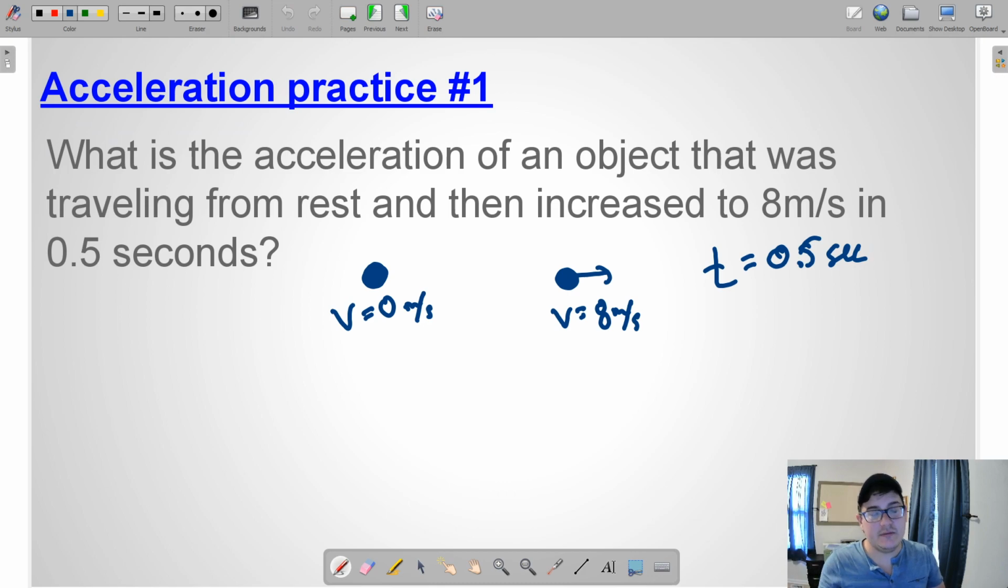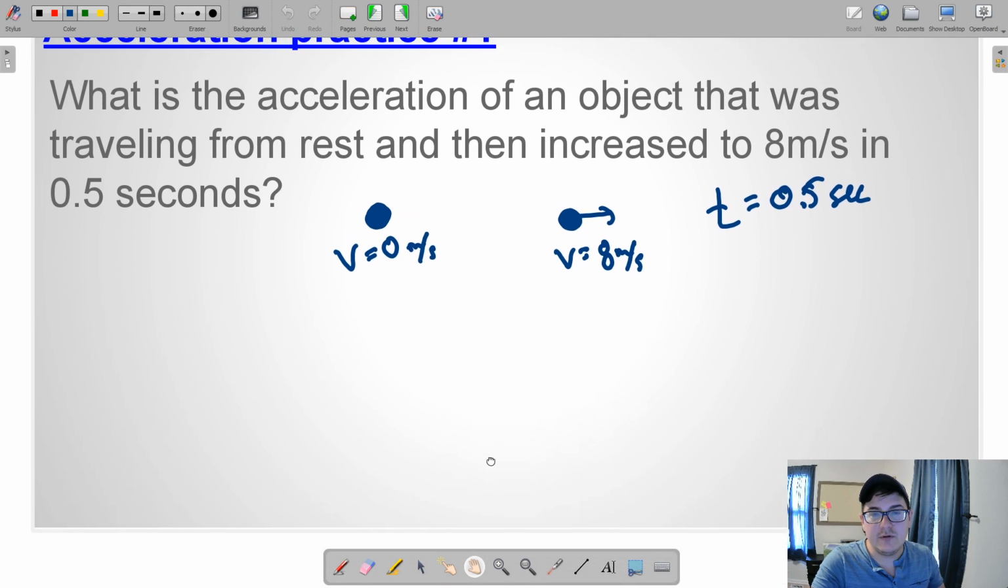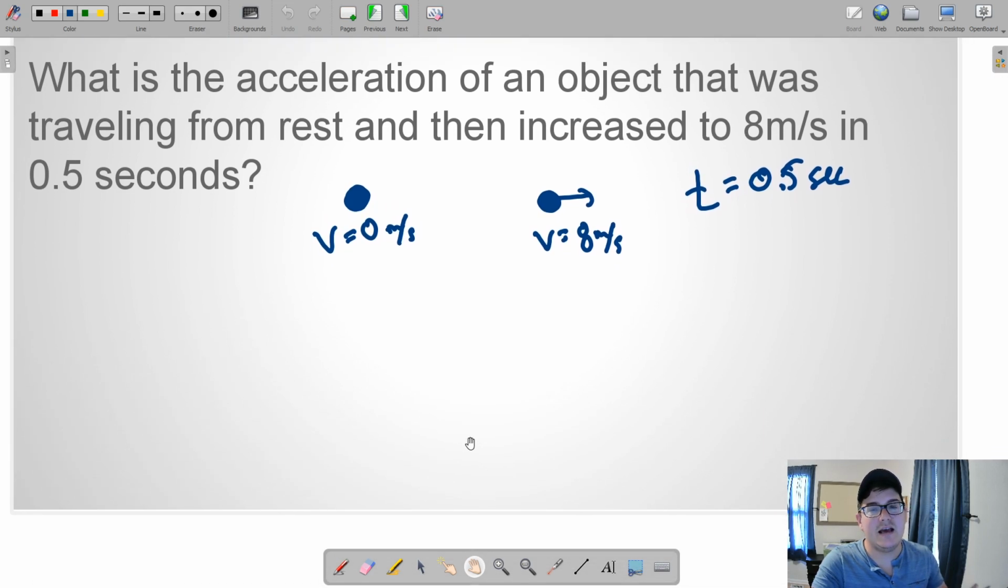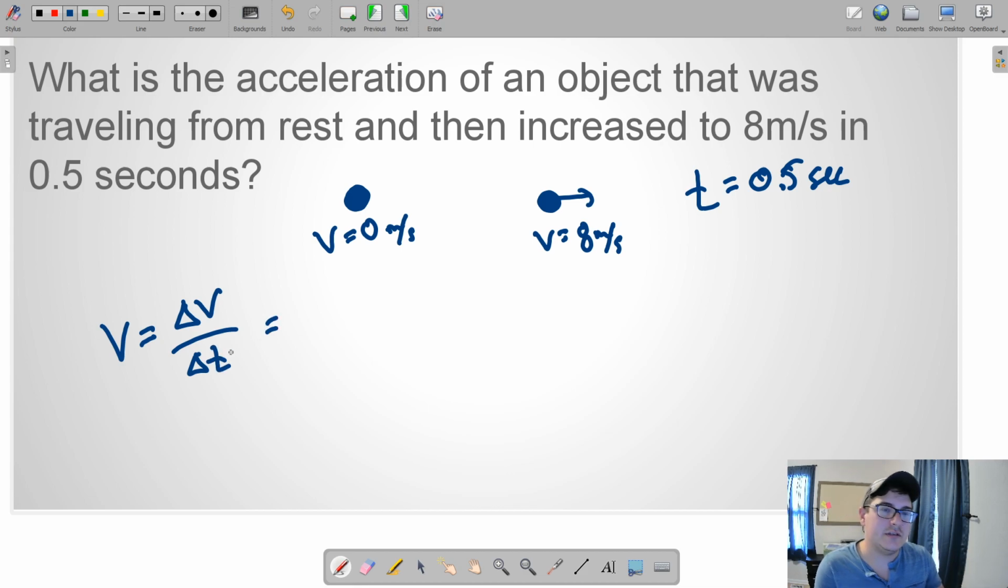Okay, so back to this problem. What is the acceleration of an object that was traveling from rest and then increased to 8 meters a second in 0.5 seconds? I'm going to do this problem two different ways to show we're going to get the exact same answer. The first way is the way I prefer to use the formula: change in velocity over change in time. Well, what is acceleration? Let's write that.